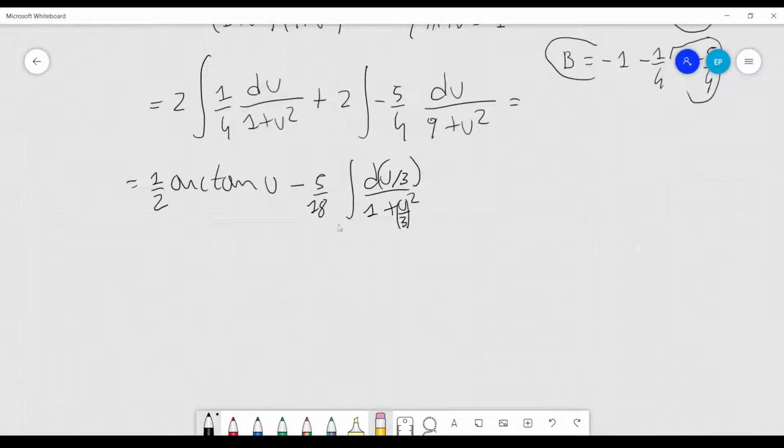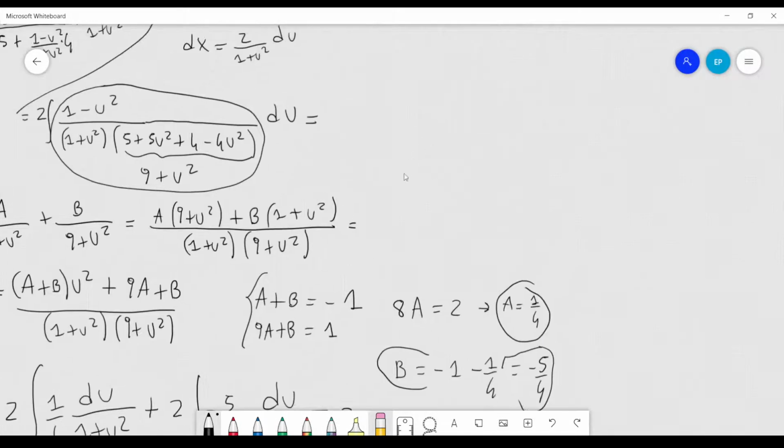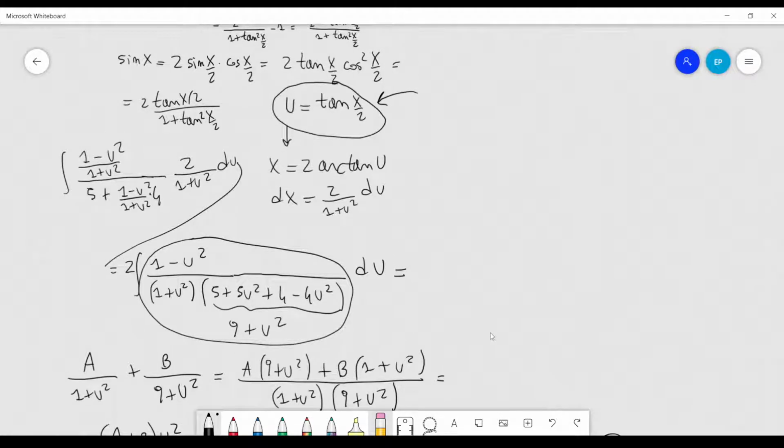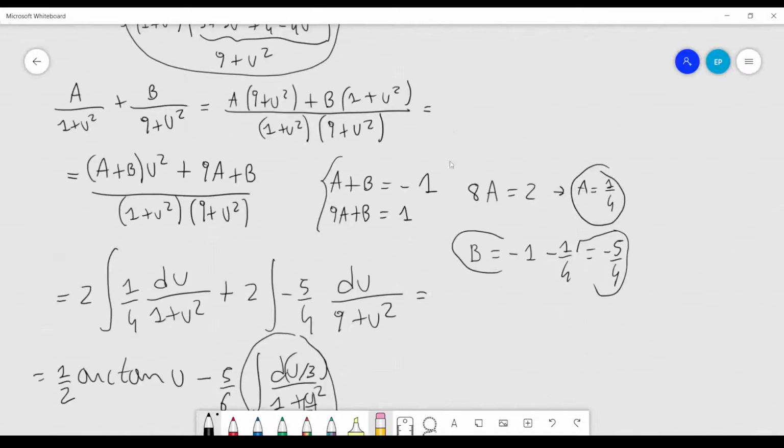So 18 is 9 times 2, or 3 times 6. So in here I will be left with 6. So it's 5 over 6 times this integral here. And this is the arctangent of u over 3. Remember what u is. u is just the tangent of x over 2.